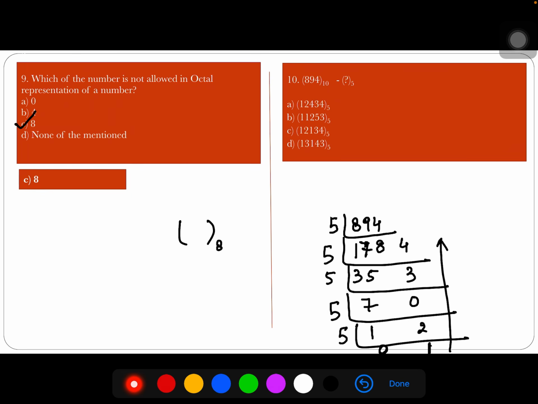I think the options are mistakenly given. So the first option would have been 1 2 0 3 4. So 1 2 0 3 4 is the correct option and hence A is the correct answer. Yes, it's 1 2 0 3 4. It was mistakenly written over there.